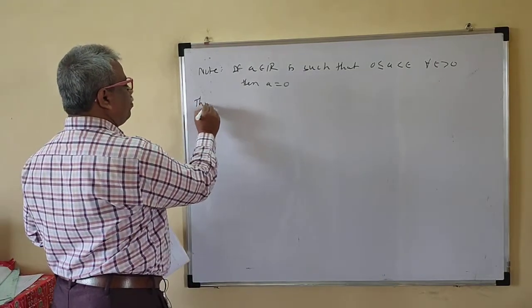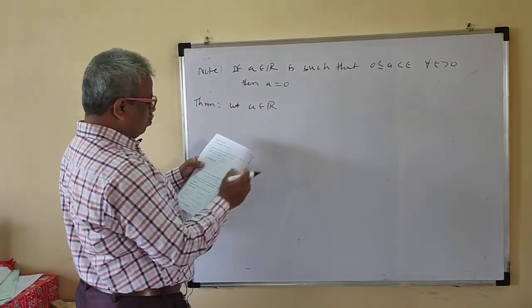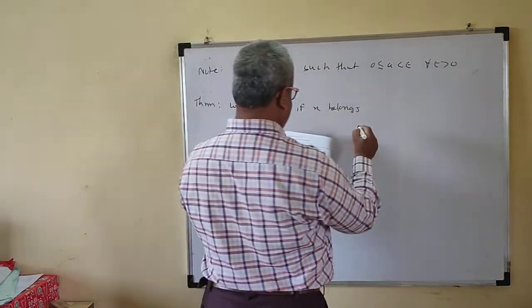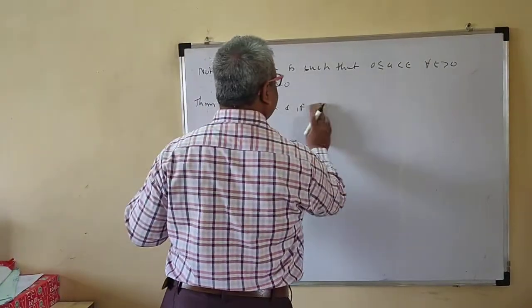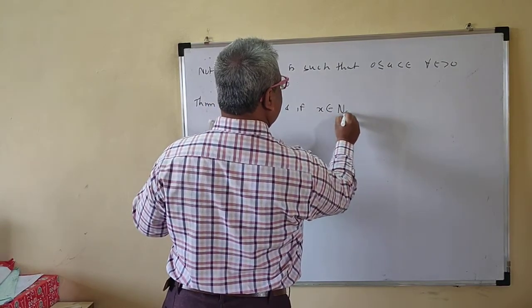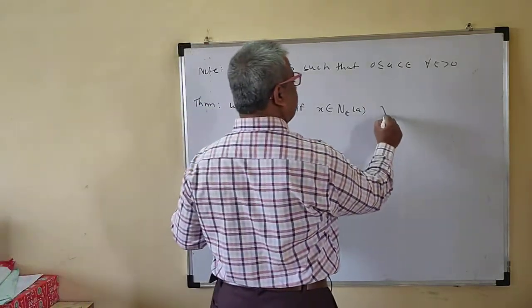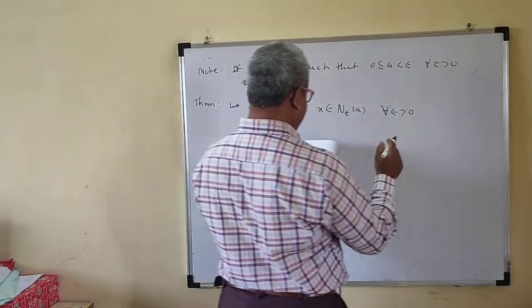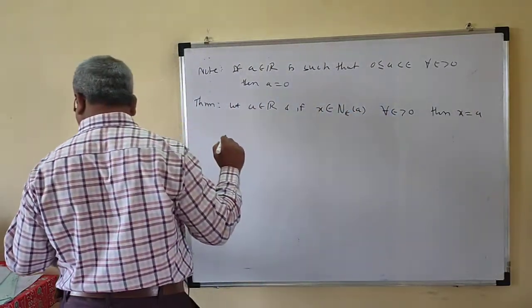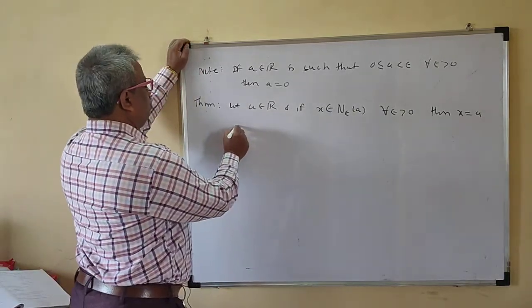So we'll write a theorem. Let A belong to R, and if X belongs to N epsilon of A, that means the epsilon neighborhood of A, for all epsilon greater than 0, then X is equal to A. Okay. Proof.